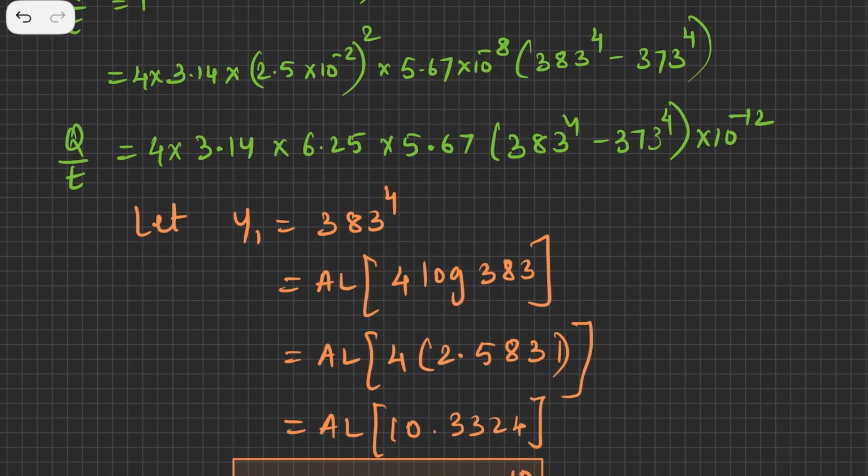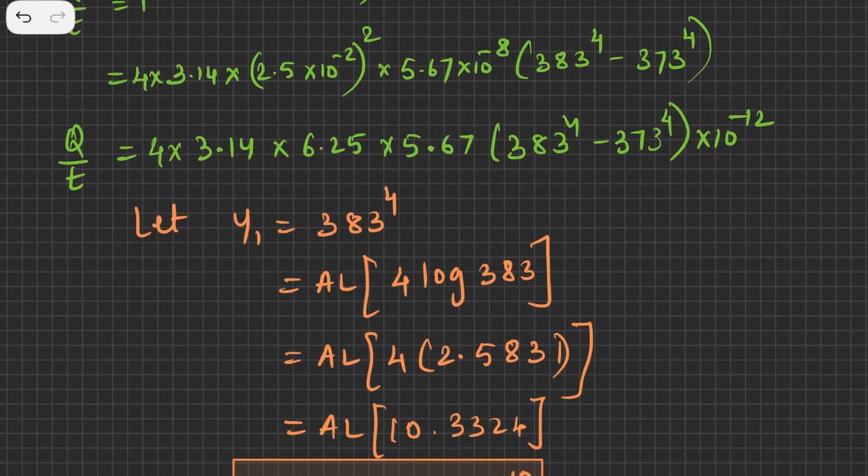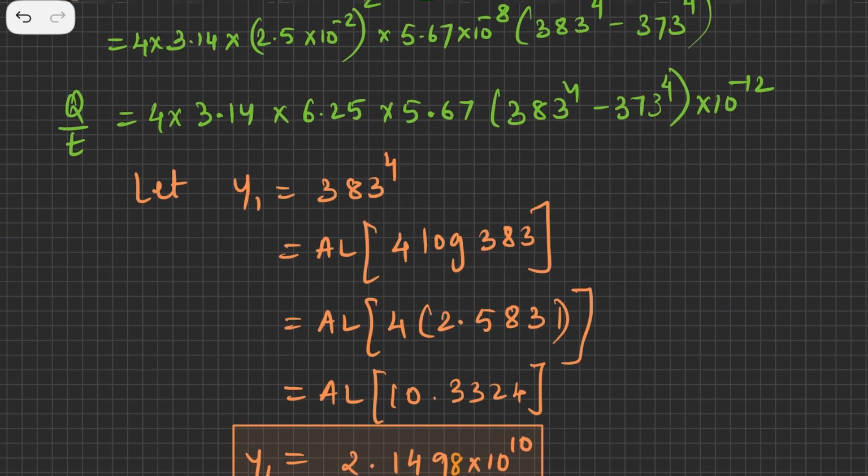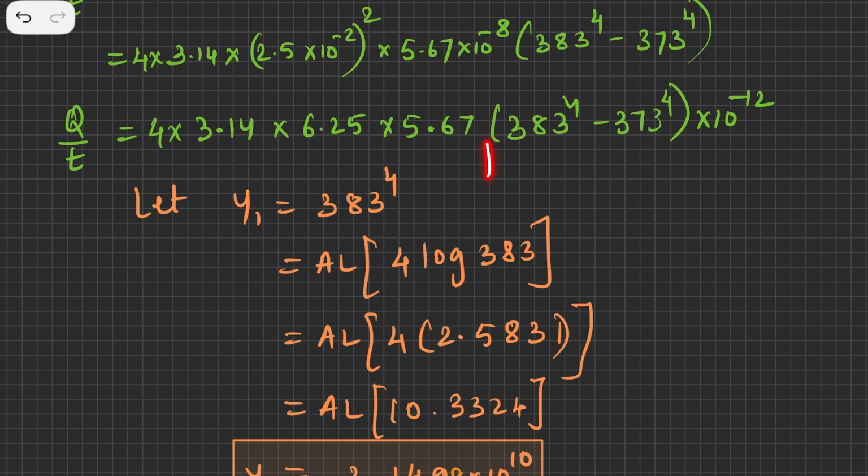Now, if your board allows a calculator, then this is a piece of cake. You can just solve it very easily. But in case your board does not allow a calculator, and they ask you to solve it directly, then things are difficult. Or maybe if they allow you logarithms, then we can solve it by logarithm as well. So from here on, it will depend upon which board you are from.